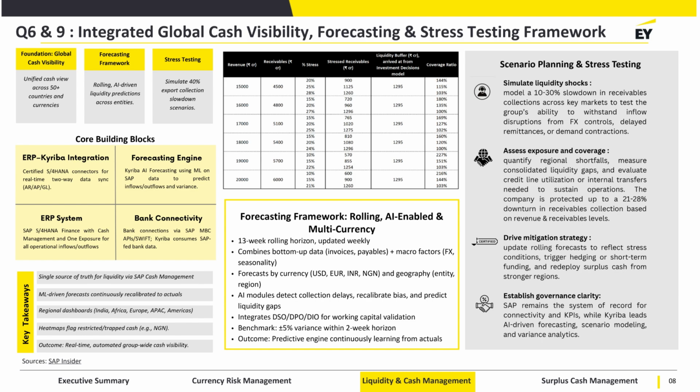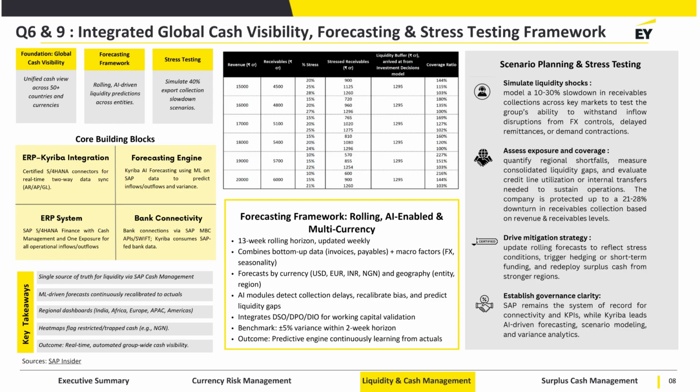In the center of the slide, you look at the scenario and stress testing. In this financial model, we have modeled a 10 to 30% slowdown in the collection of our receivables across key markets, as well as for different levels of revenue. And as can be seen, according to the liquidity buffer which we have arrived at, whose calculation will be explained at a later stage, ABC company will be able to cover anywhere between 21 and 28% of a downturn in its receivables.